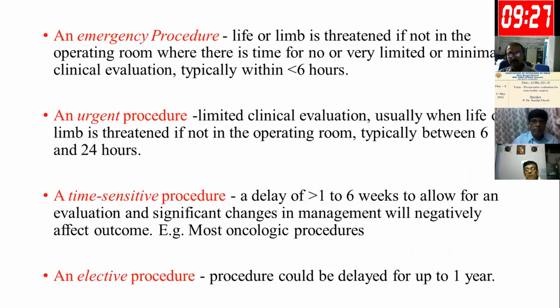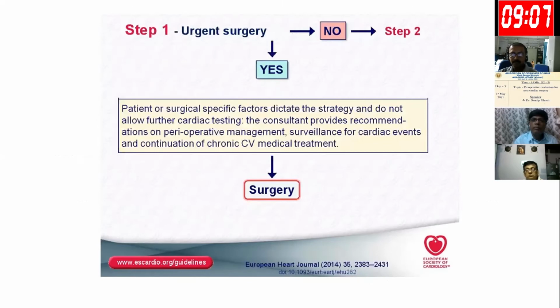An emergency procedure is one where life or limb will be threatened if the surgical procedure is not done within 6 hours. Urgent means the surgery should be done typically between 6 to 24 hours. An elective procedure is one in which the procedure can be delayed up to a year.